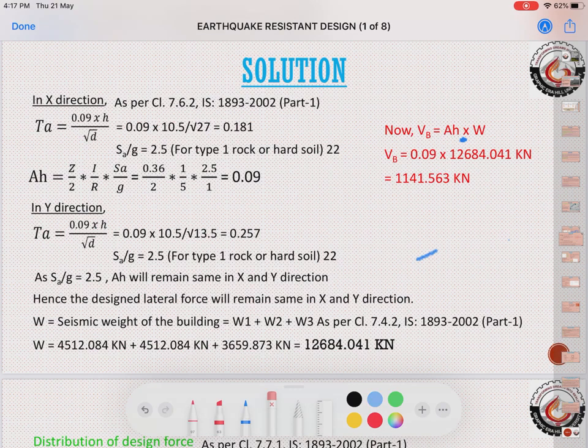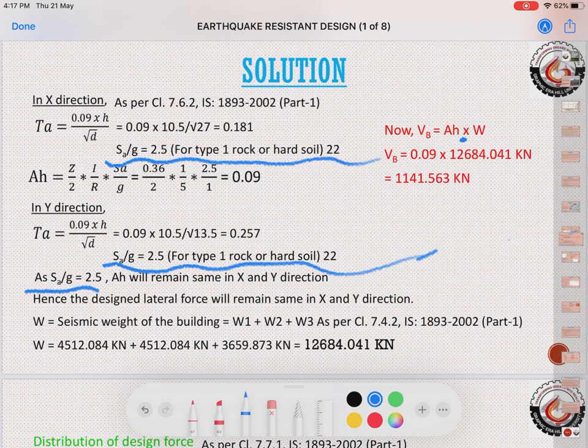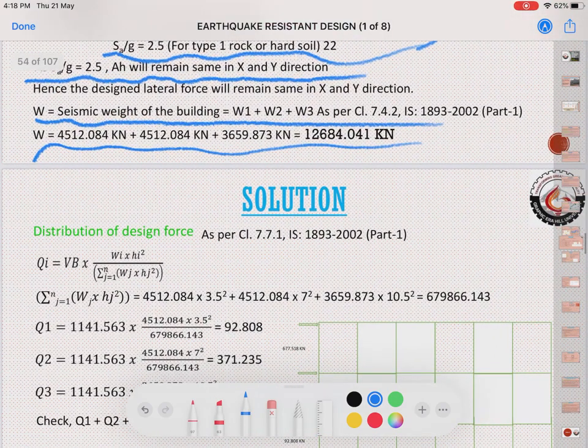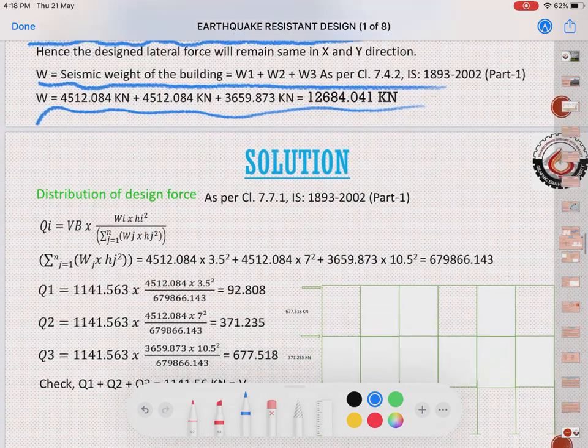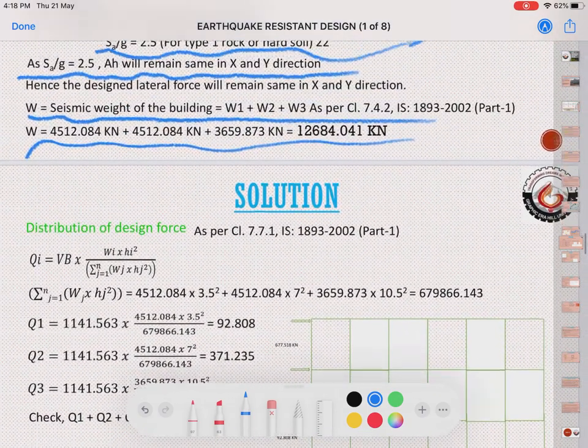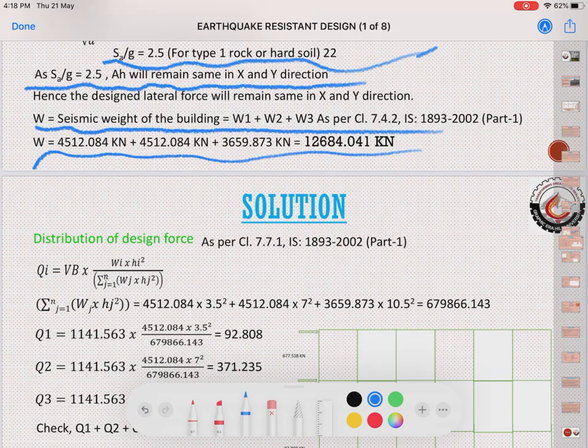Okay, so if we calculate these two values, and our soil value is given, everything, we can calculate this Sa by g using that graph. Going and seeing that graph, we can calculate Sa by g in the first case and Sa by g in the second case. By some arrangement, both the values are the same in both cases. So we will get Sa by g is equal to 2.5 in both directions. So put the values in the formula, and as I have told you, the seismic weight of the building is the sum of all the three loads, and then we have added this and we just multiply it to get the load.